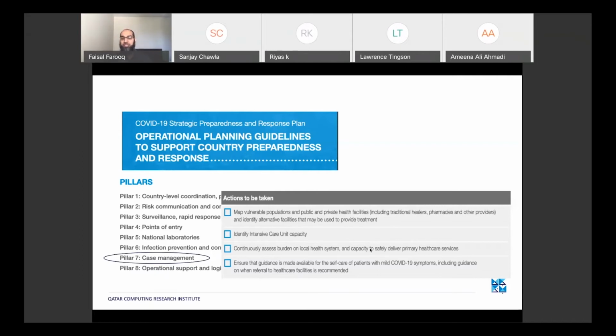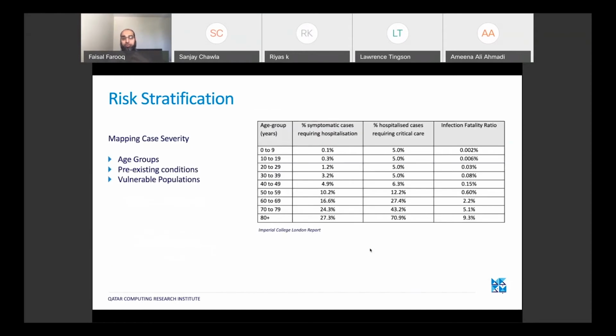So what does this now translate into, how are data-driven tools and AI helping in each of them? This is a report from Imperial College London, with the initial reports on mapping case severity by age. And again, this is not the only way we map the case severity, because we have to take into consideration pre-existing conditions and vulnerable populations and so on and so forth. But in this case, I'm only looking at, for example, stratification by age. And as you can see, the hospitalization rates for younger people are much lower than the hospitalization rates for older people. And then the fatality ratio is also much lower.